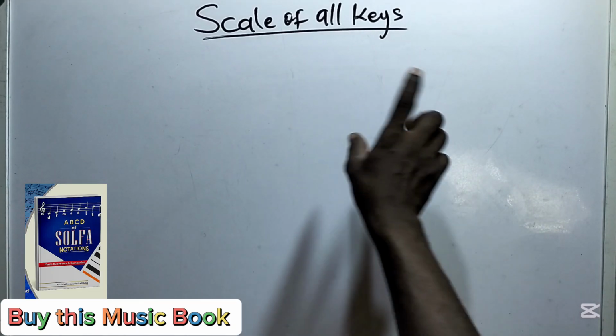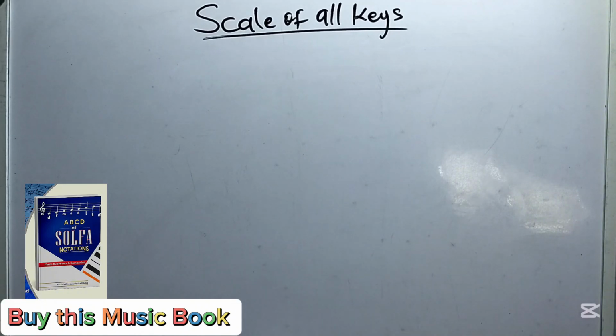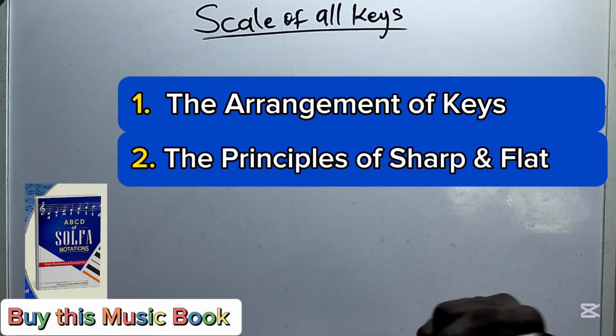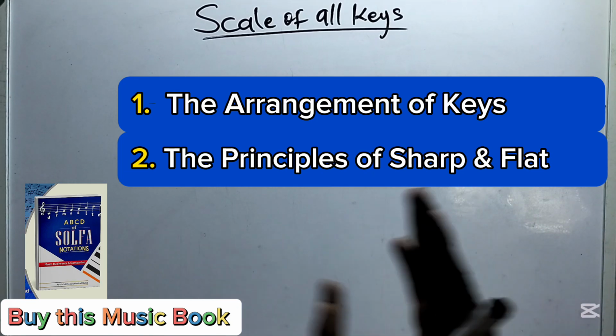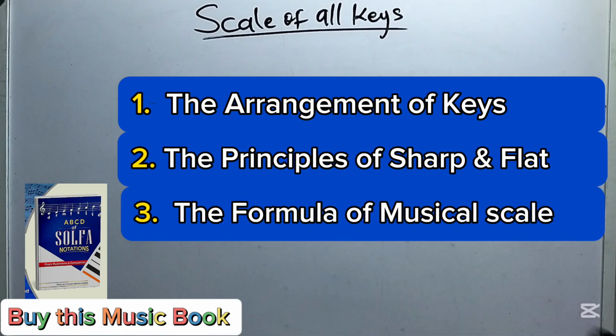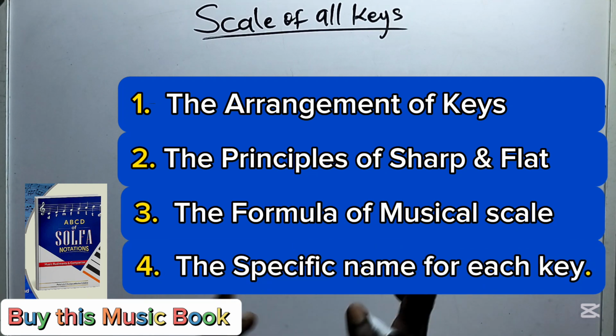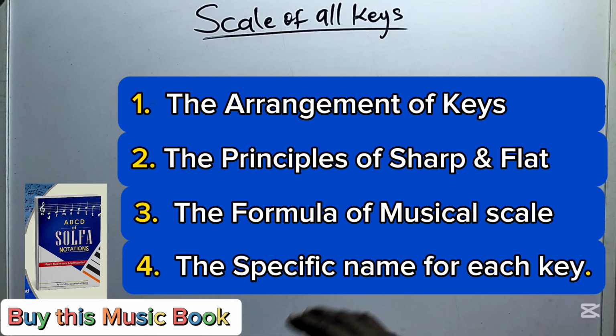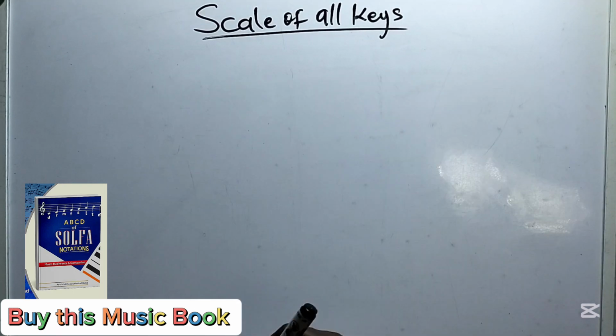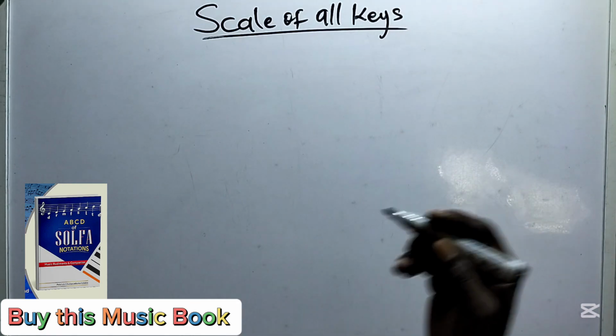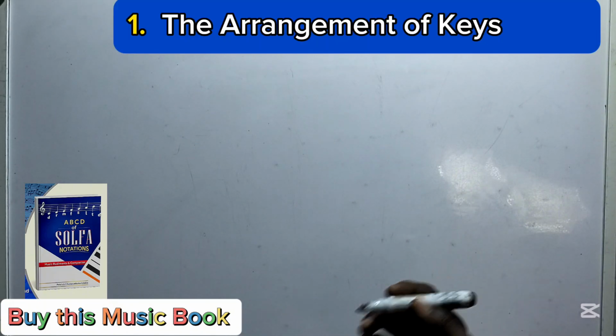So the scale of all the keys is easy, but first of all you need to know the arrangement of keys, the principle behind sharps and flats, the formula for how to get the scale, and you need to know the particular name given to all the keys. If you know this, it will be easy for you to venture into knowing the scales of all the keys. Okay, first of all, the arrangement of keys.